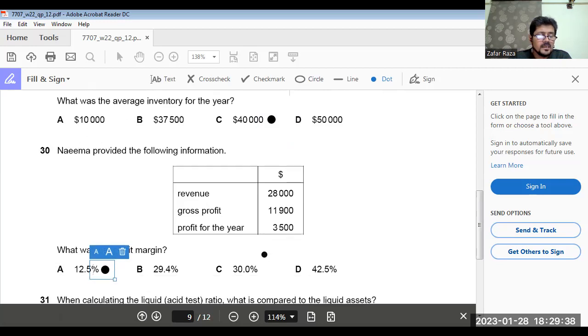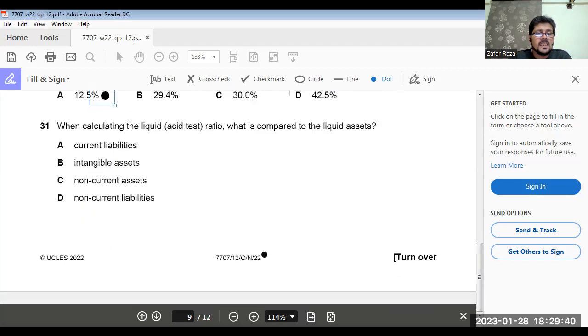Now 31. When calculating the liquid ratio, which is compared to liquid assets, always in liquidity ratio, the denominator is always current liabilities.